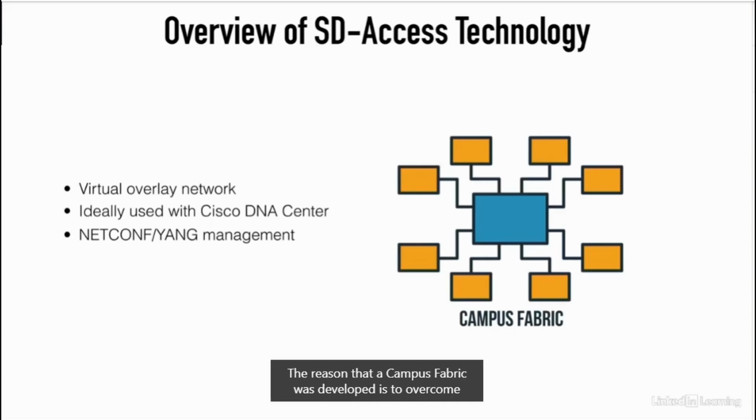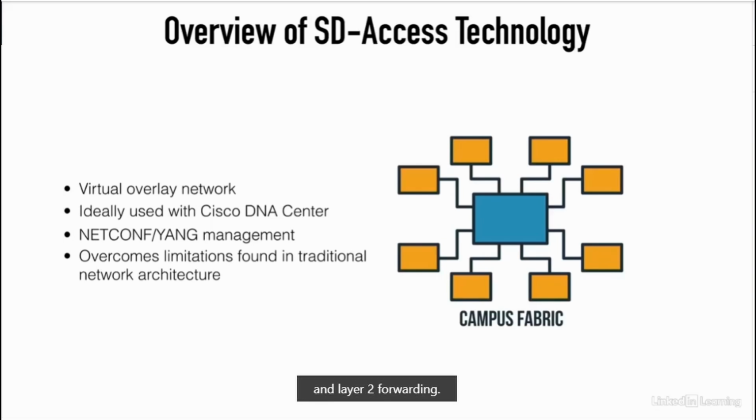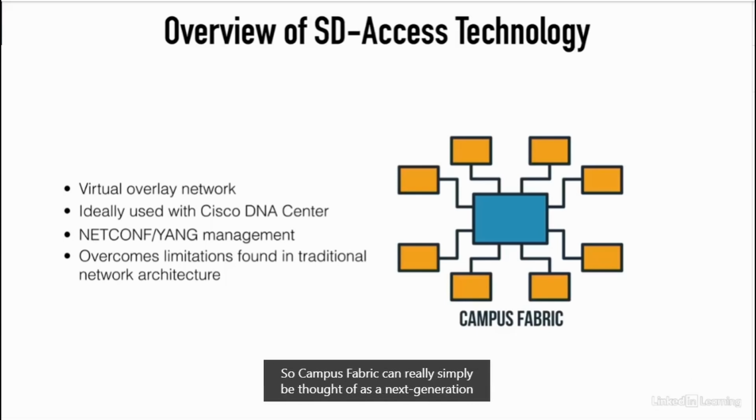The reason that a campus fabric was developed is to overcome traditional campus network issues, things like spanning tree problems and layer 2 forwarding. And it's also an improvement over architectures such as 3-tier or spine and leaf. So campus fabric can really simply be thought of as a next generation campus network where management and configuration is simplified and centralized into a single point.